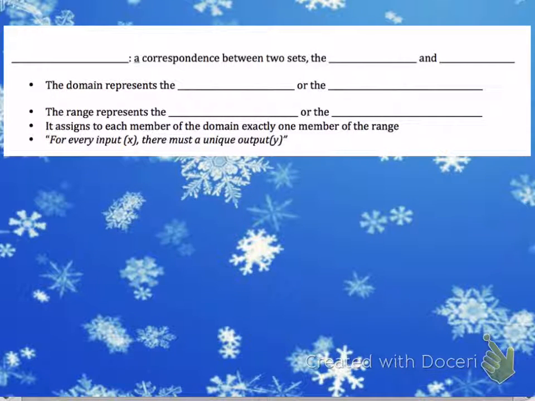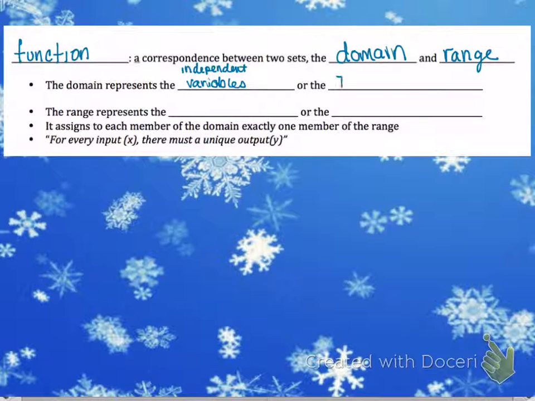So a function is a correspondence between two sets. And that is the domain and the range. The domain represents the independent variable. That should sound familiar from science. And that is the same as the x values.